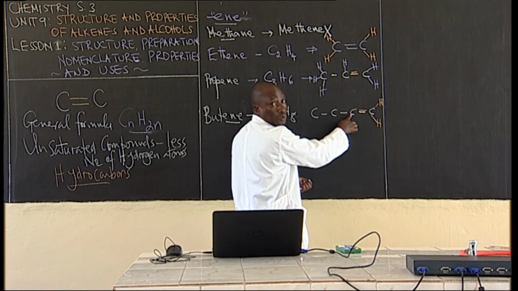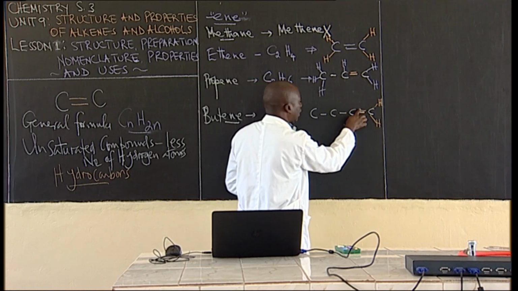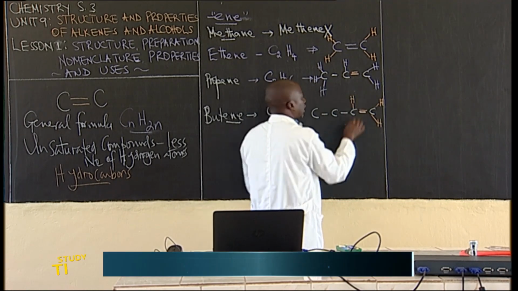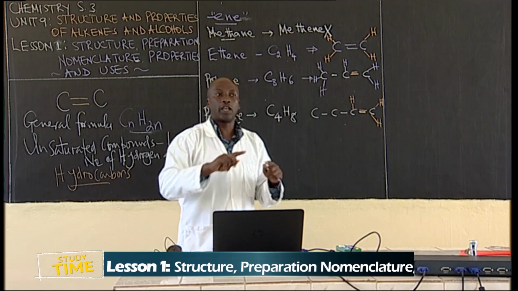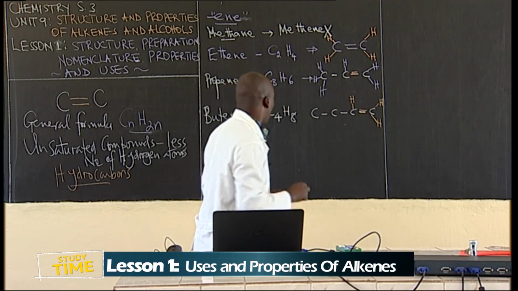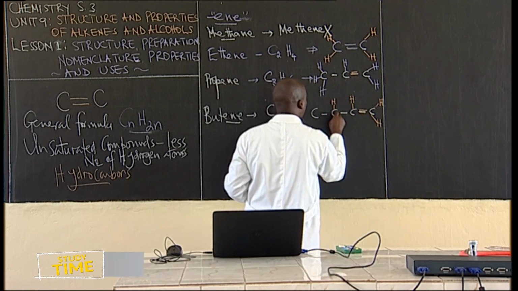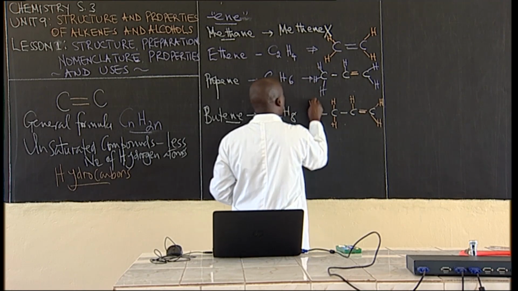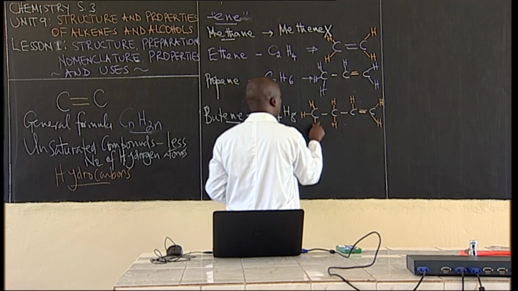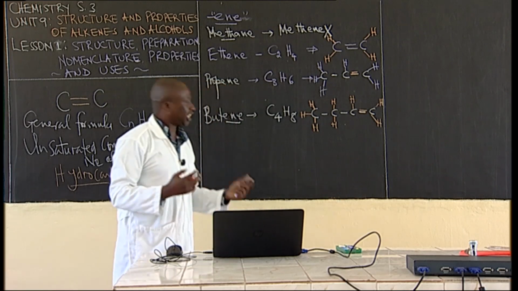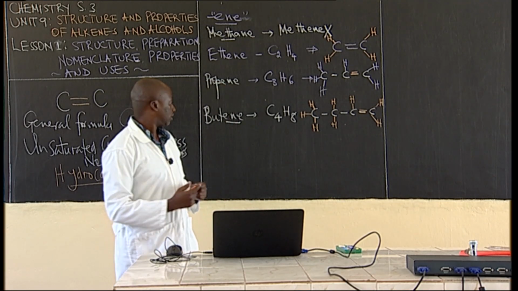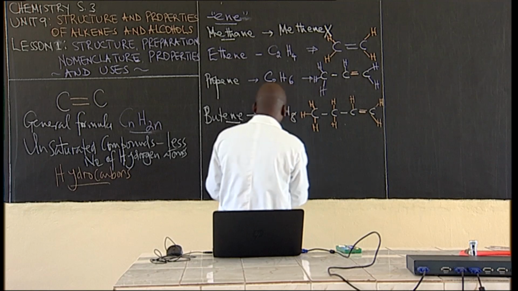How many hydrogens will be needed here? 1, 2, 3. So we'll need another bond here to make 4. Remember, carbon has to be surrounded by the 4 bonds. So you'll have 1 hydrogen here, another one here, another one here, and another one here. Now, what if I change the position of the double bond? So this one will change.